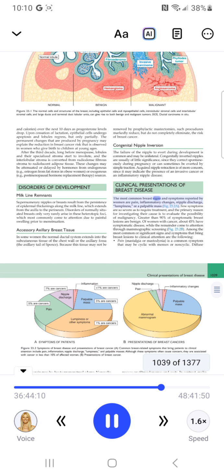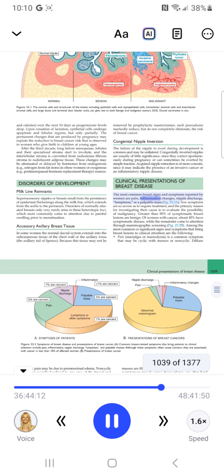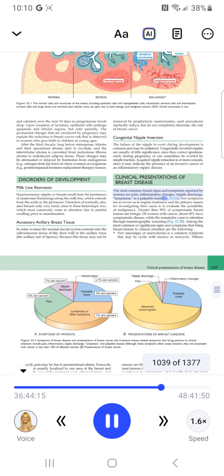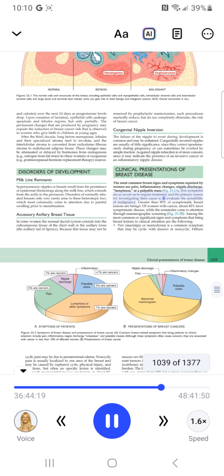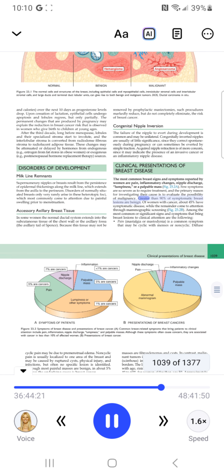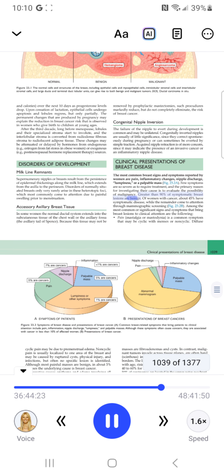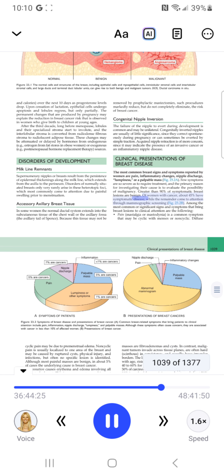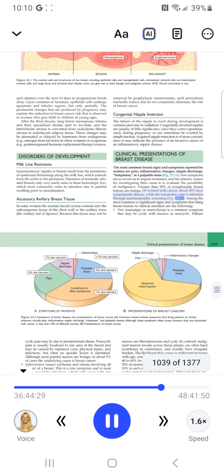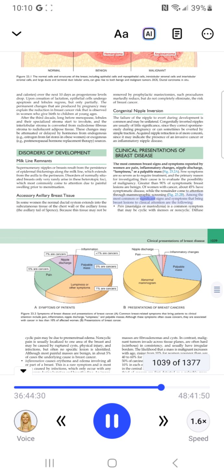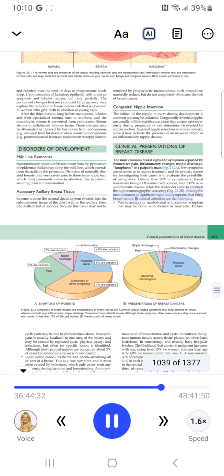The most common breast signs and symptoms reported by women are pain, inflammatory changes, nipple discharge, lumpiness, or a palpable mass, figure 23.2. Few symptoms are so severe as to require treatment, and the primary reason for investigating their cause is to evaluate the possibility of malignancy. Greater than 90% of symptomatic breast lesions are benign. Of women with cancer, about 45% have symptomatic disease, while the remainder come to attention through mammographic screening, figure 23.2b. Among the most common or significant signs and symptoms that bring breast lesions to clinical attention are the following.